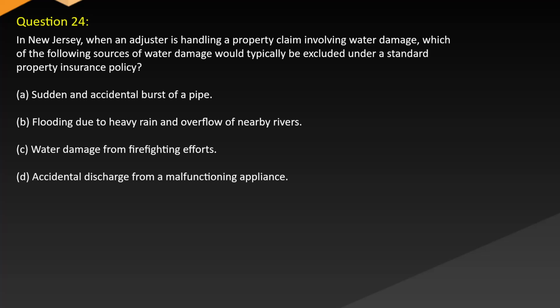Question 24. In New Jersey, when an adjuster is handling a property claim involving water damage, which of the following sources of water damage would typically be excluded under a standard property insurance policy? A. Sudden and accidental burst of a pipe. B. Flooding due to heavy rain and overflow of nearby rivers. C. Water damage from firefighting efforts. D. Accidental discharge from a malfunctioning appliance.